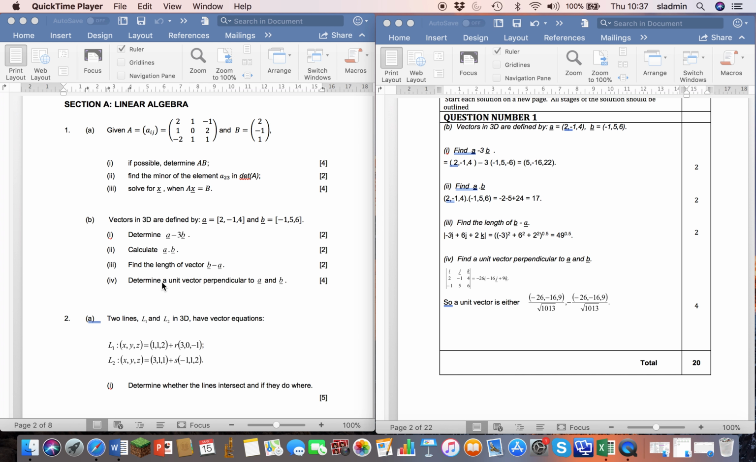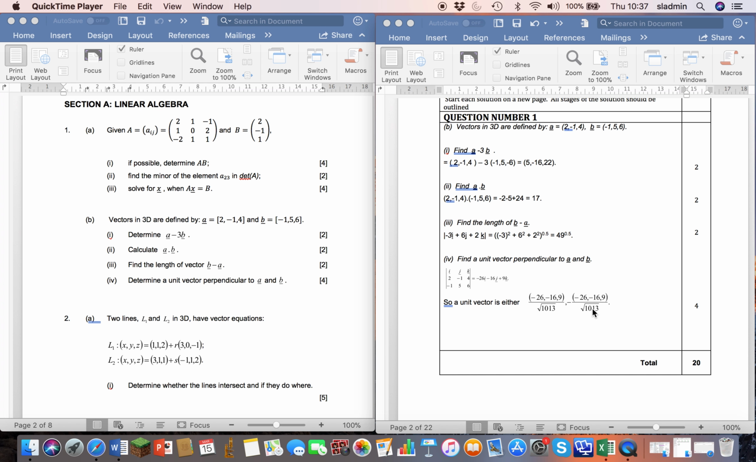For part B, part 4, we want to determine a unit vector perpendicular to A and B. So we simply take the cross product of A and B, and we get this vector. And then to find the unit vector, we take the vector and divide by the length of that vector.